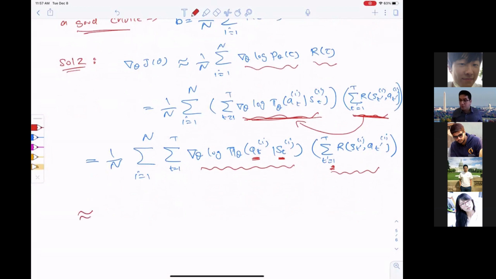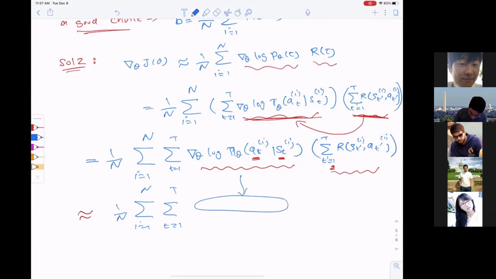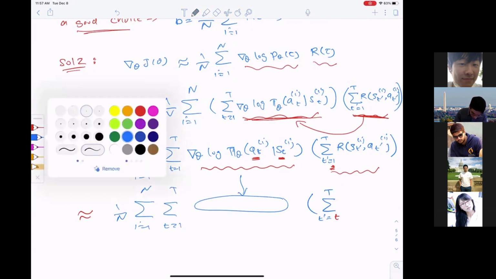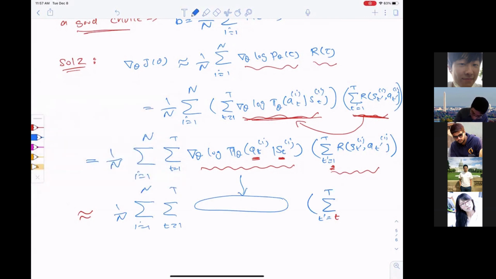So people argue that because of the causality of rewards for a particular trajectory, we can approximate this. Again, I keep these terms as is. Same term here. But for this, I'm going to sum up rewards from that particular t to capital T, instead of summing up the rewards from the beginning.